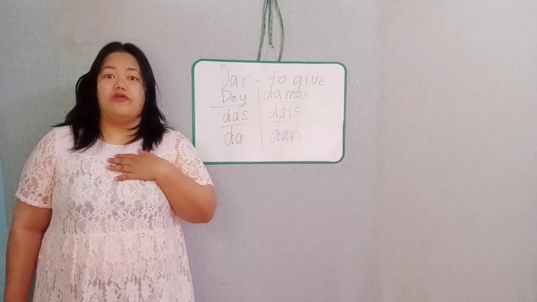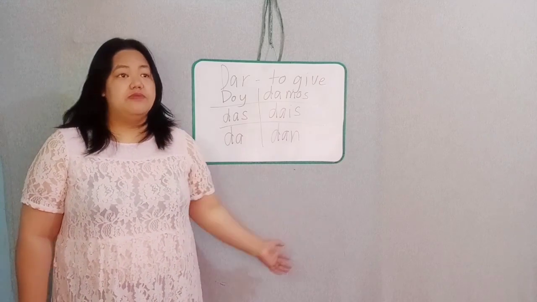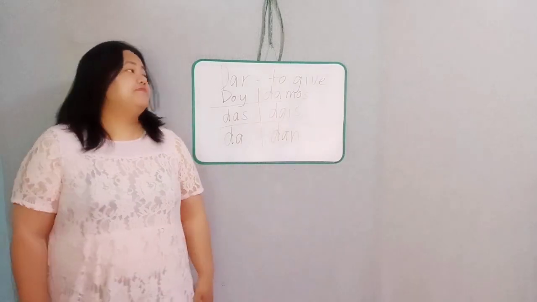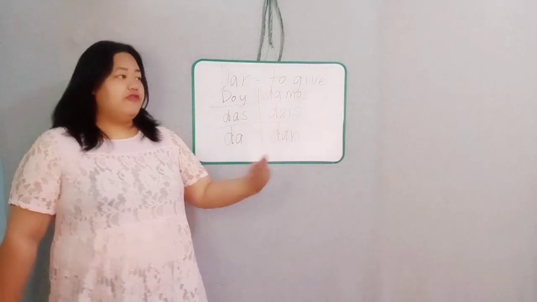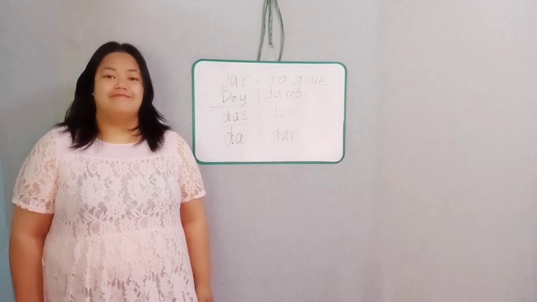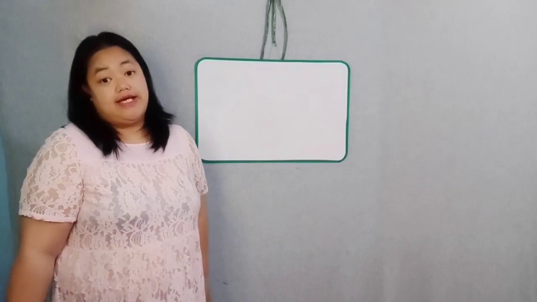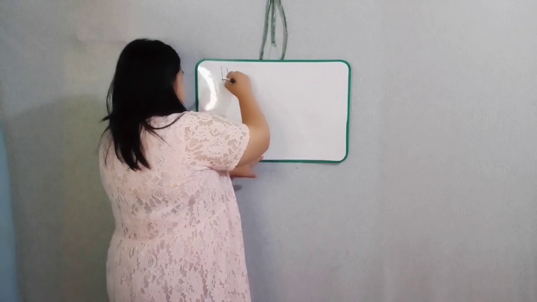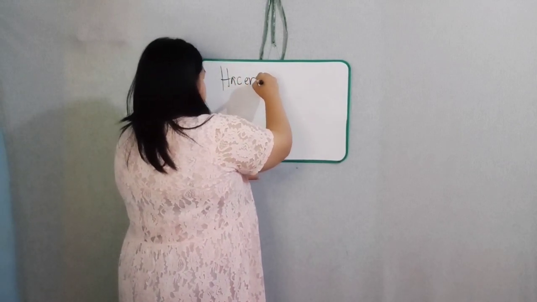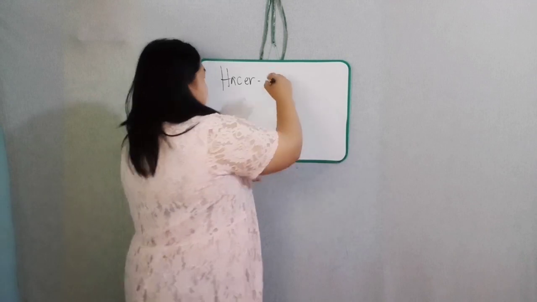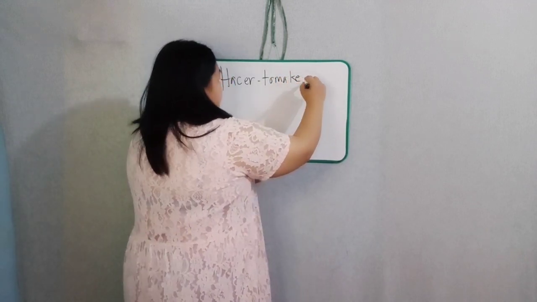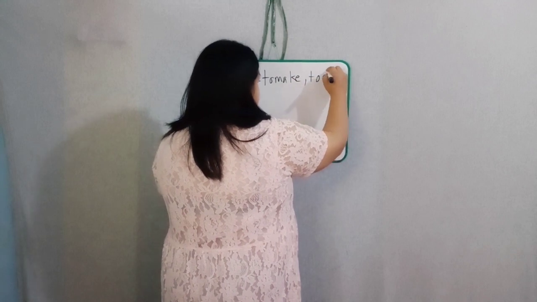So again, it's used to give tangible, intangible, and even opinion. So this is it for the verb dar. The next verb we're going to discuss today is the verb hacer. So this is hacer. And this means to make or do. To make or to do.